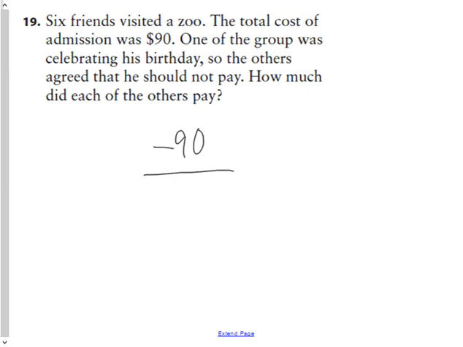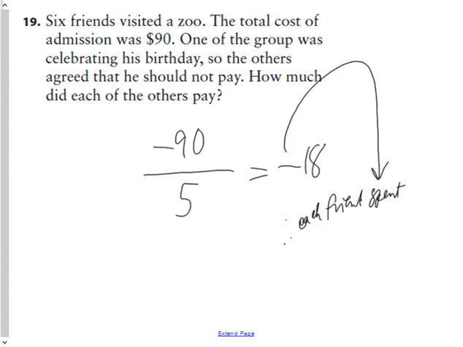Divide between not 6 friends, but rather 5 friends. So the expression that you can use to calculate the cost of each is that. When I work that out, it's going to work out to be negative 18. So therefore, each friend spent, and the spent is going to be what the negative sign represents, $18. Each friend spent $18.